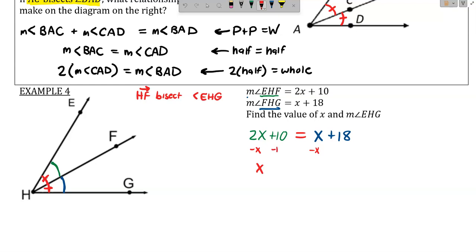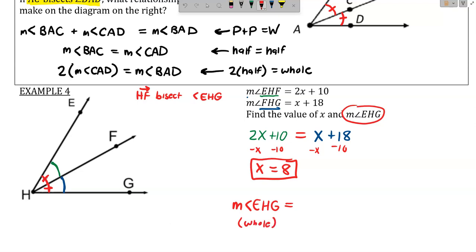So we get x, we'll subtract 10 to the right side, and right off the bat there we get x equal to 8. Now the last thing it's asking us to solve for here is to find the measure of EHG. So if we're going to do that, well, we don't have an expression to plug in for that. But just as a reminder, EHG, since this is the whole, keep that in mind, we can take one of the halves and multiply it by 2.